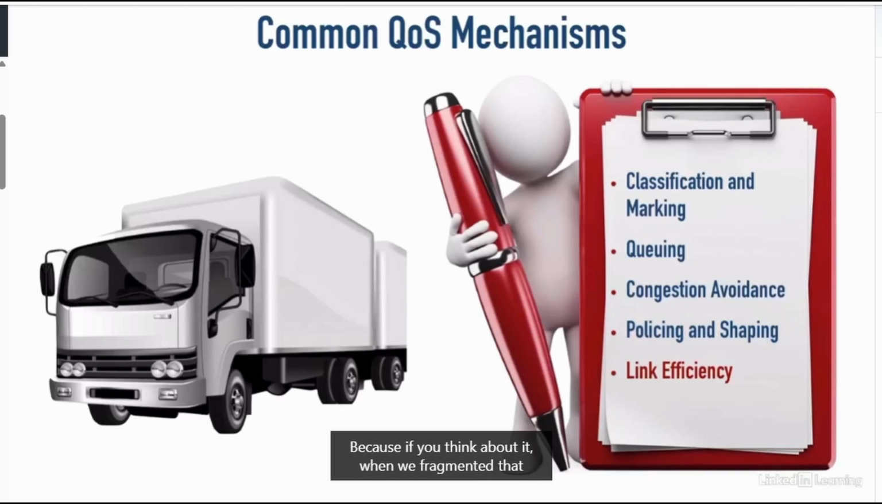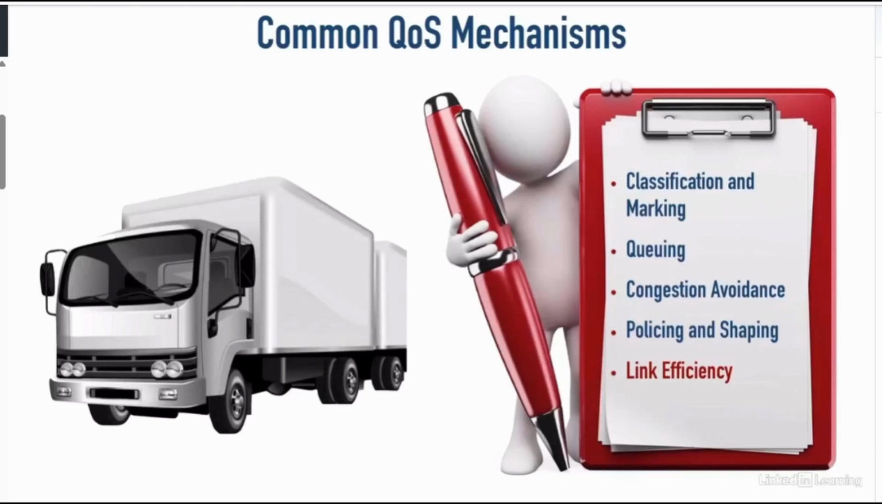If you use link fragmentation and interleaving on higher speeds, it starts to hurt you more than help you. Because if you think about it, when we fragmented that big data packet, we had to put a header on each of those fragments. We now have more headers than we did before. We're actually using more bandwidth than we did before. But it's a valuable trade-off if we're on a lower link speed and we can get voice packets ahead of some of the traffic, but it starts to hurt us more than help us if we're above 768 kilobits per second. And that's a look at some of the common quality of service mechanisms we have.